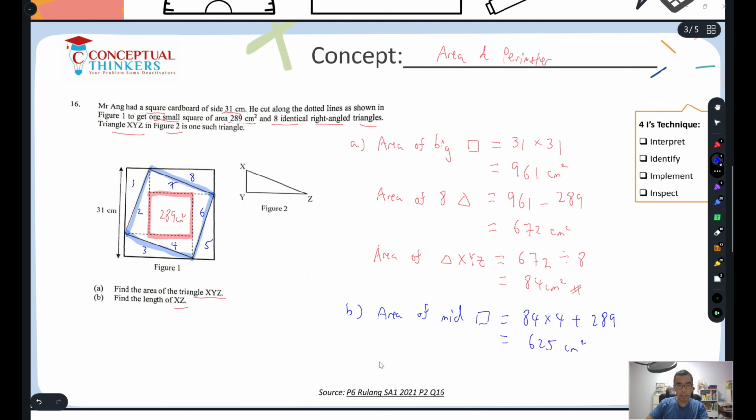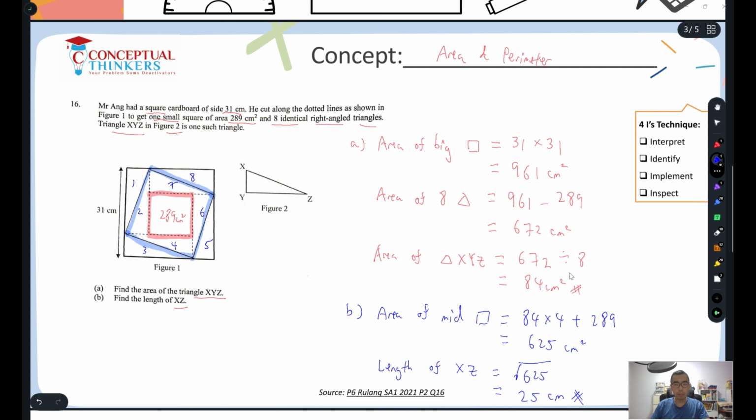Then to find the length of XZ, this will be equal to taking a square root of 625. So I'm going to get 25 cm. So this will be the answer for the length. Okay, now we already implement the steps. So next thing is we're going to find out how to actually inspect our solution.